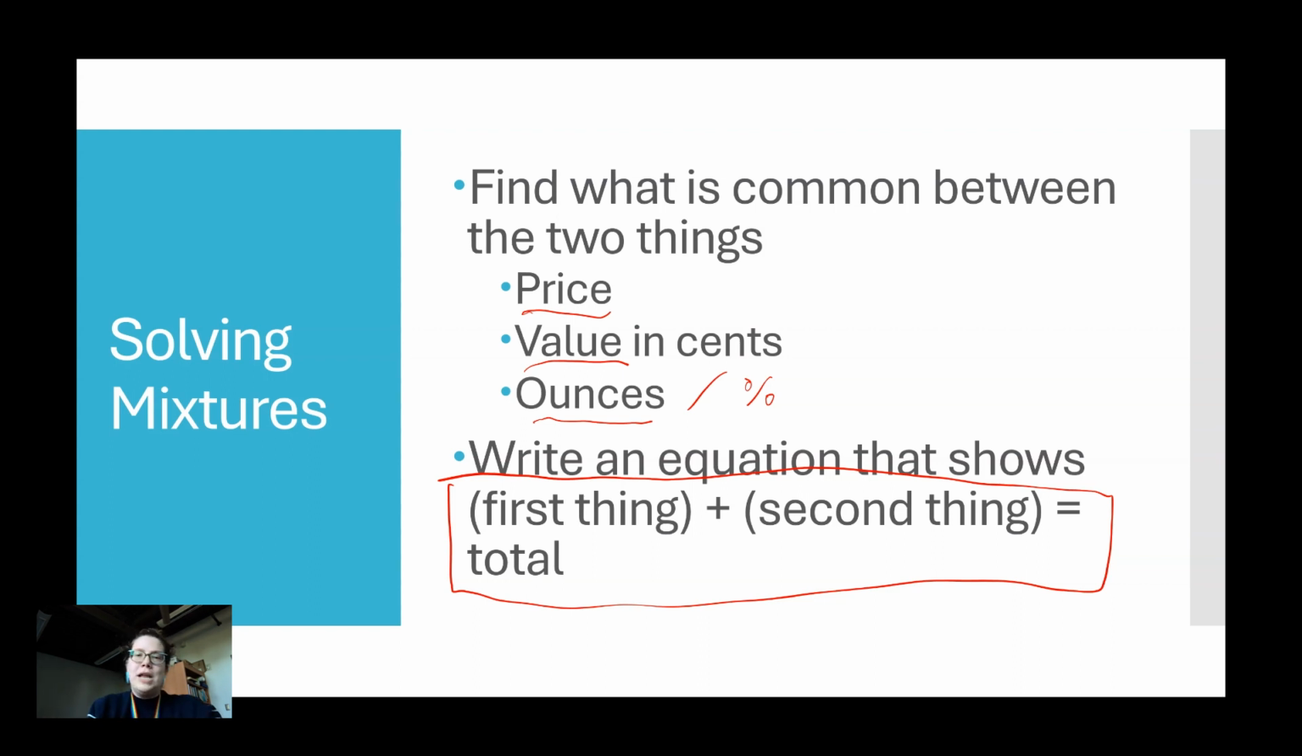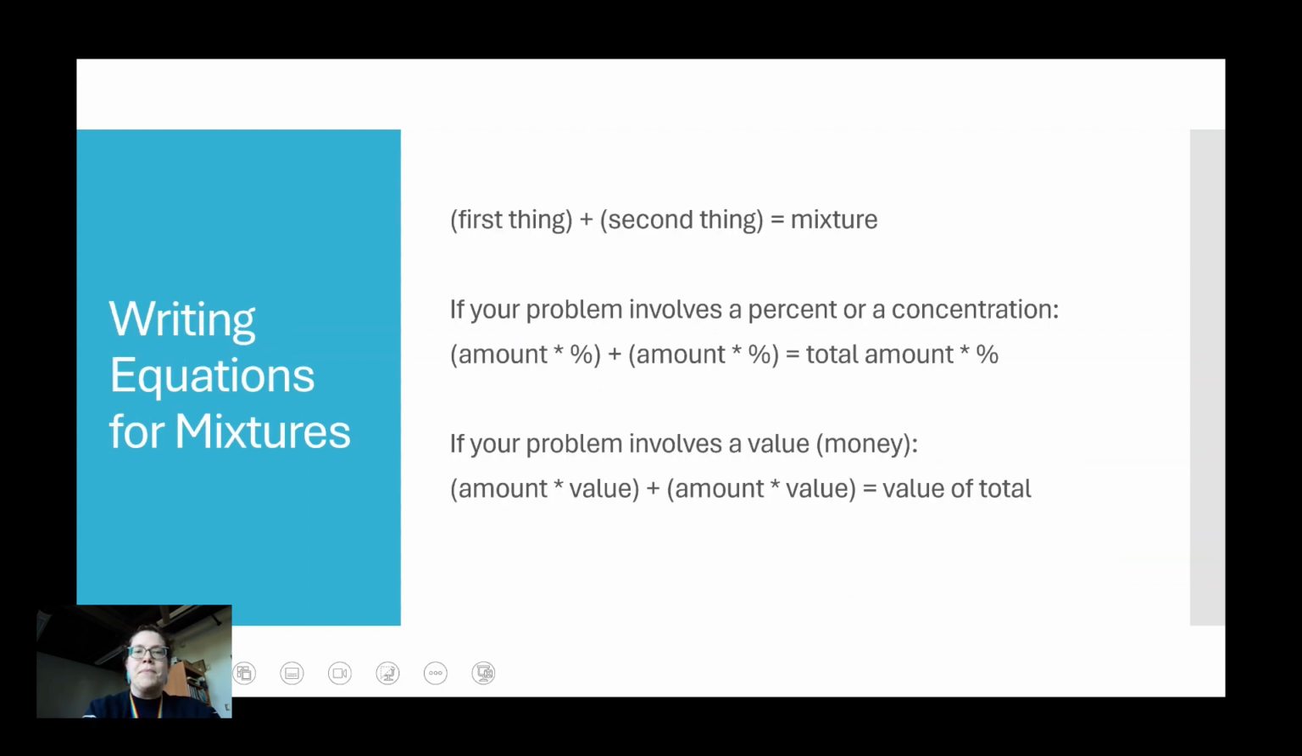And then our equation ends up looking like our amount times the percent or the value or the price, etc., for the first thing, and then the amount times that for the second thing. And then our total is our total amount times whatever thing it is, the value, the price, the concentration, the percentage, whatever. So you always want to think about this equation.